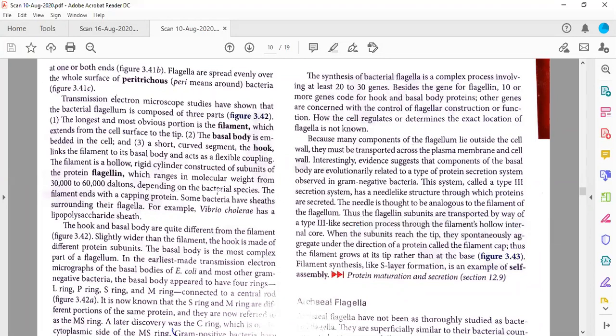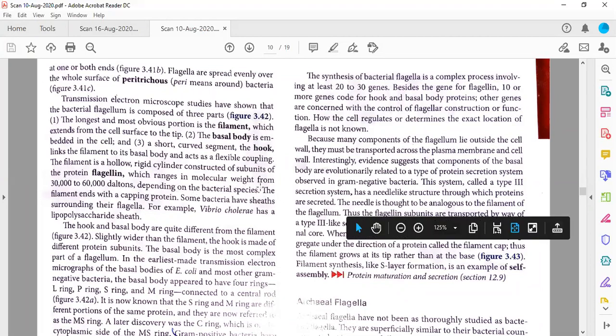Now, there is one more important thing: in some species there are capping proteins and in some species they are absent. Some bacteria have a sheath-like structure which surrounds their flagella. For example, Vibrio cholerae, which is a causative agent of cholera, has a lipopolysaccharide sheath over its flagella.